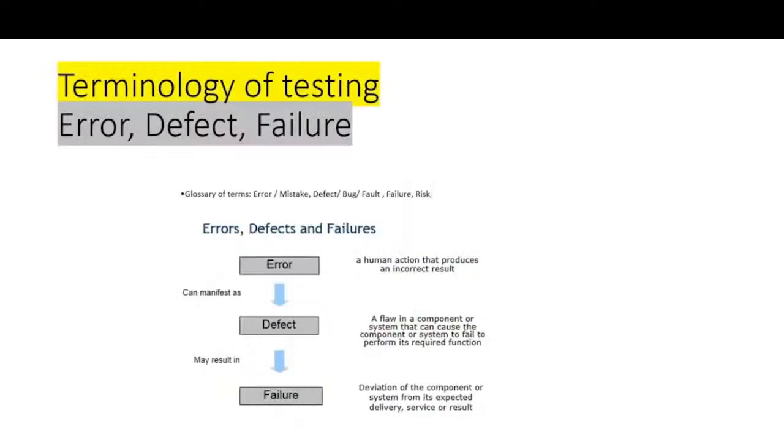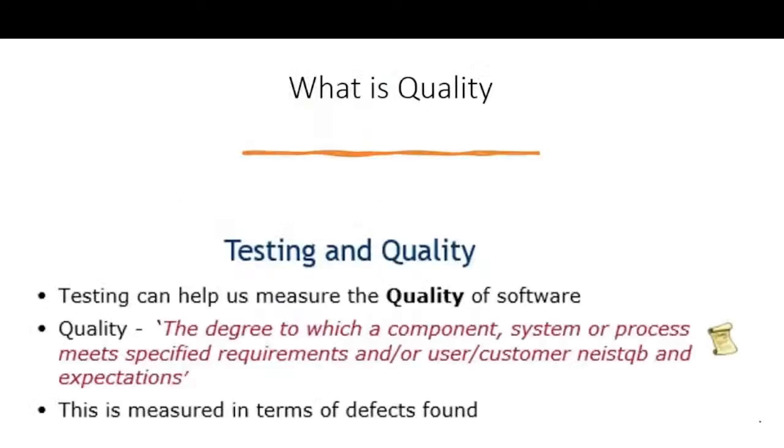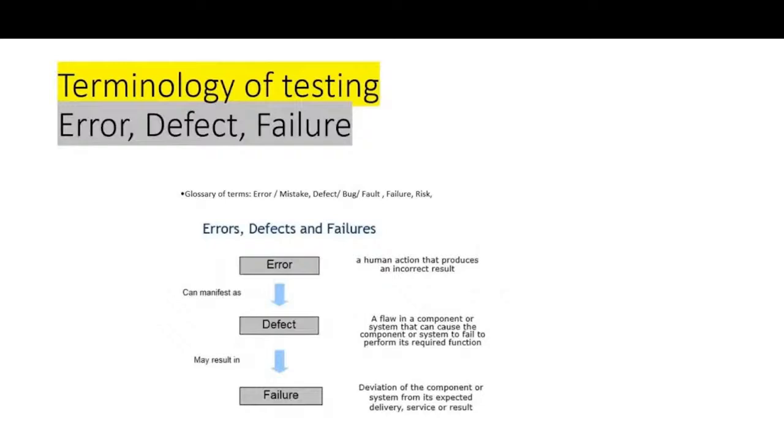Now that we have understood what a defect is, these are the three main terminologies that you have to understand. These are the standard terminologies that ISTQB has given us, and they are a must-know to proceed to further sessions. First we have to understand what an error is, what a defect is, and what a failure is. An error is nothing but a human action that produces an incorrect result.